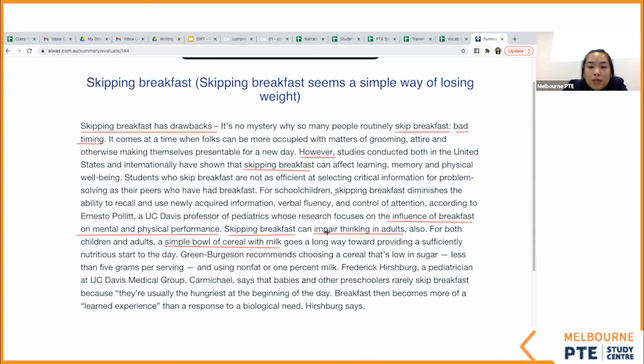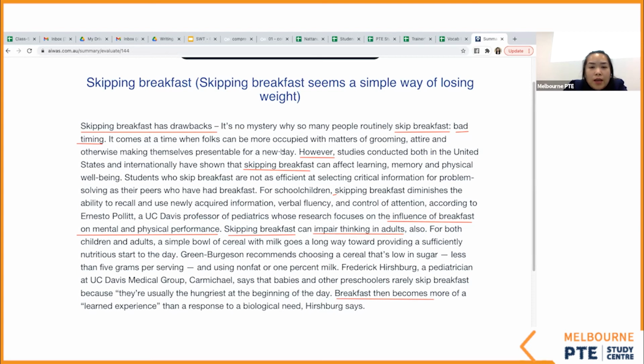Skipping breakfast can impair thinking in adults, and then for both children and adults, so they start to give you the example. Correct. Okay. Now we don't take it. I'll just pay attention. That's all. And then a cereal that is low in sugar and things like that. Okay.